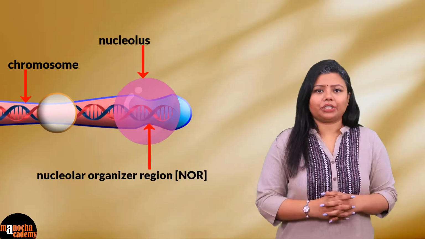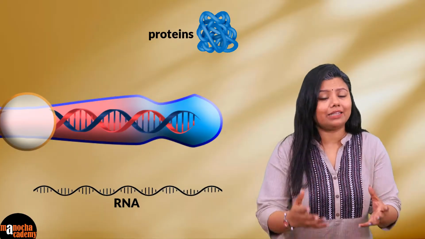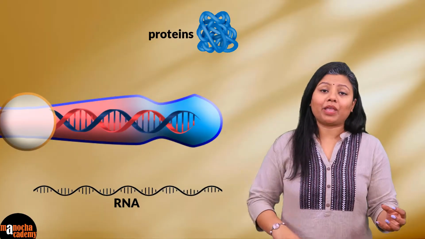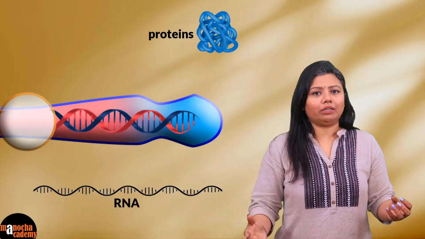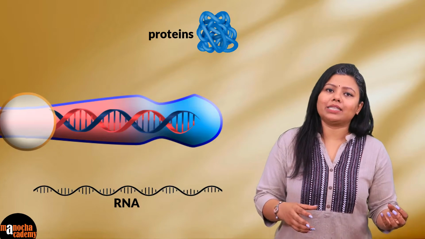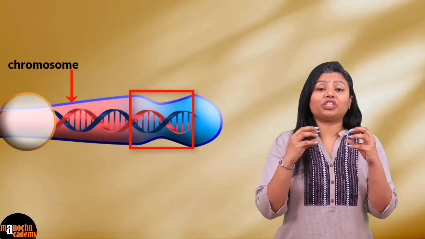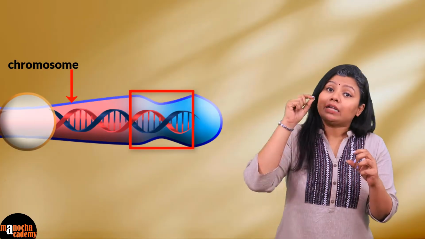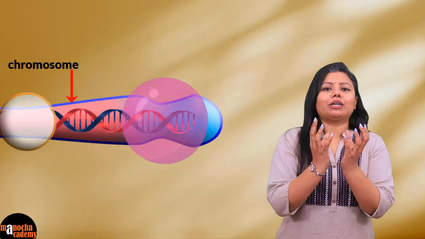Now what is this region? Basically, in certain chromosomes, there are genes for the synthesis of the proteins of the nucleolus and the RNA of the nucleolus. So as I said, the nucleolus is made up of proteins and ribosomal RNA. Where are proteins synthesized from? Gene, DNA. Where is ribosomal RNA synthesized from? Gene, DNA. So those regions of the chromosomes which contain the genes for the synthesis of these proteins and this RNA is where the nucleolus remains attached.